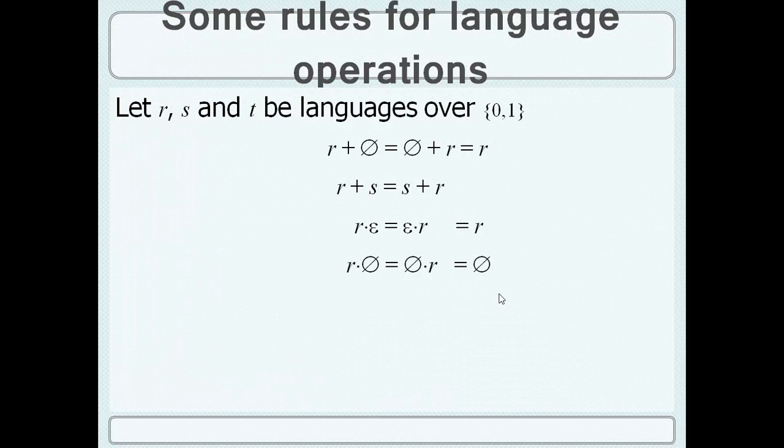R concatenated to phi, or phi concatenated to R, is phi, which is also a regular language. And R concatenated to (S plus T) is equal to R concatenated to S plus R concatenated to T. And R plus is equal to R R star.